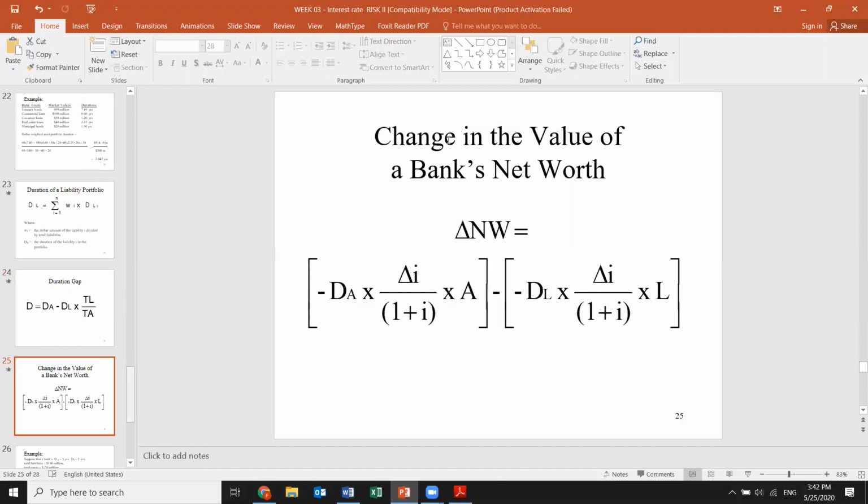Then there is the change in net worth. You remember the change in net worth we calculated previously. This is the example of how to calculate the change in net worth. It is the duration of assets minus the duration of liabilities.